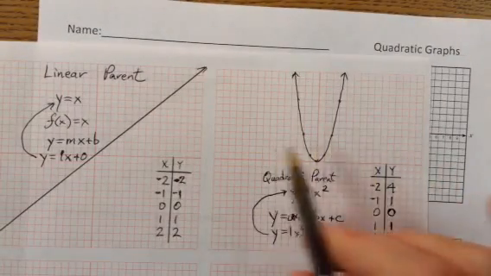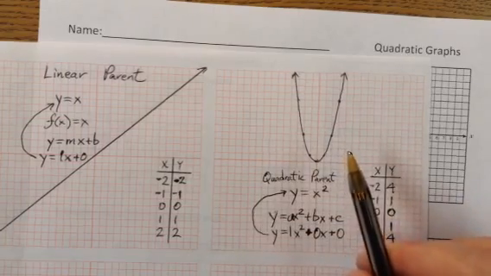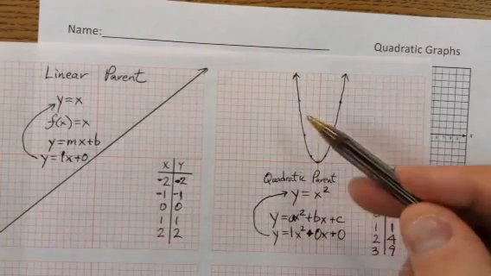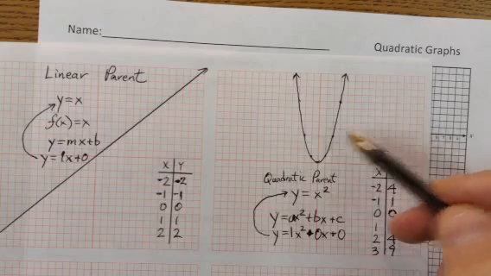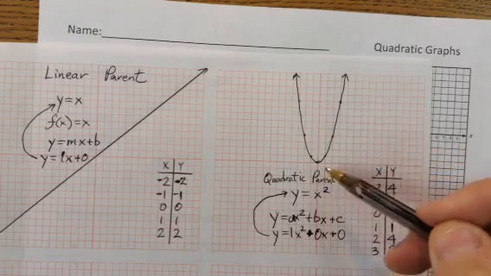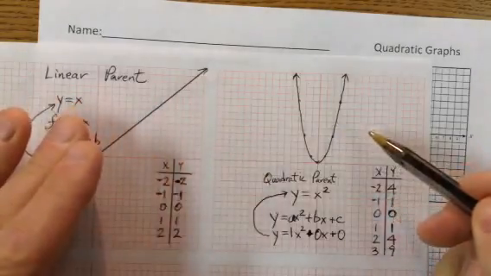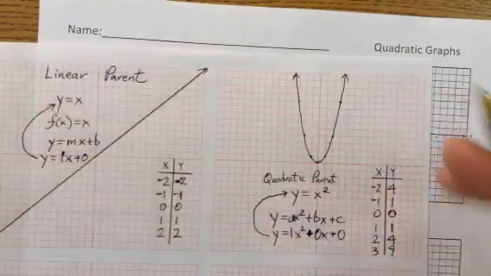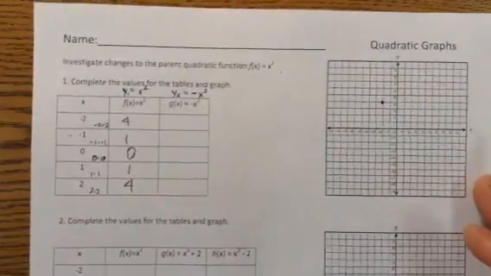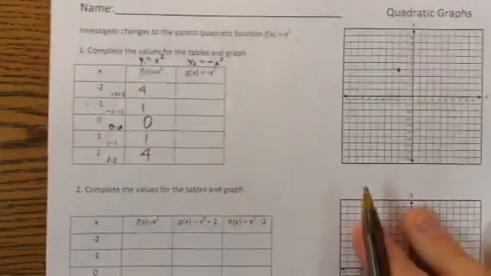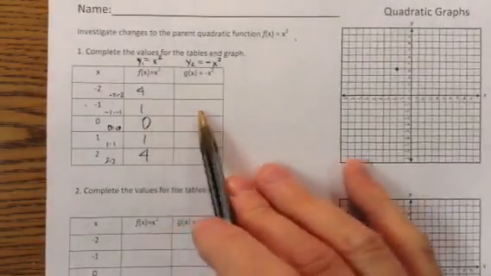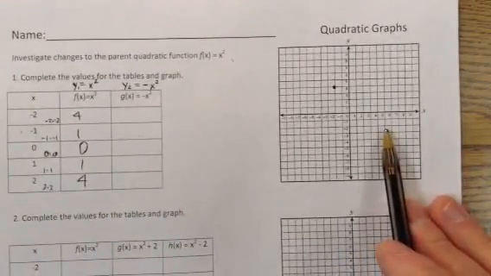Now you're going to be investigating. I want you to look, I want you to think about what happens to this guy. Does he shift left or right? Does he go up or down? Does he flip over and be reflected? Does he get wider? Does he get skinnier? Those are the things that this investigation is going to ask you to do. So, for this one, you have two functions. You should have two curves over here.